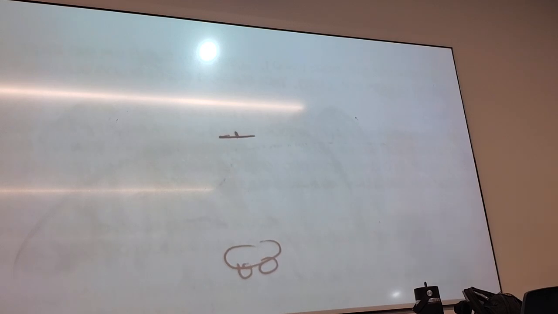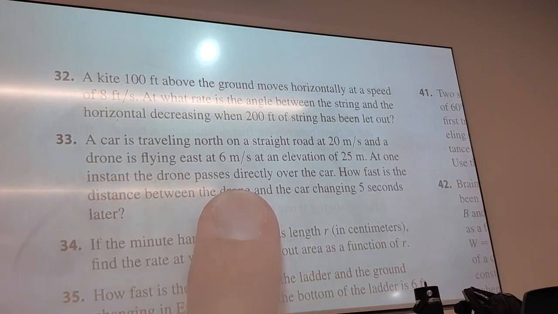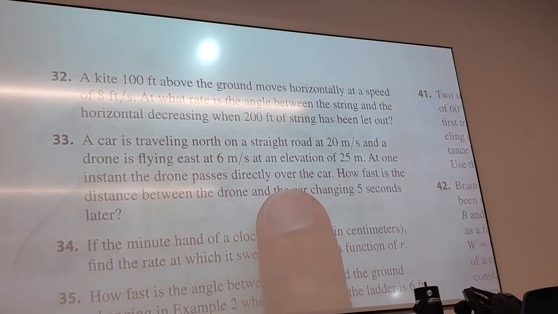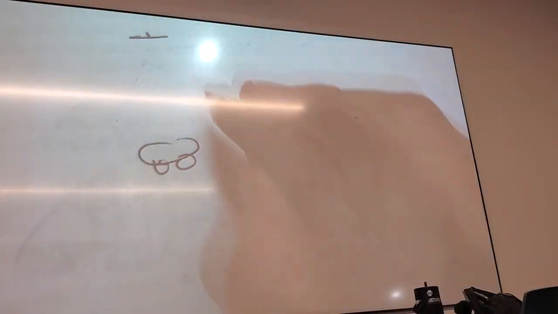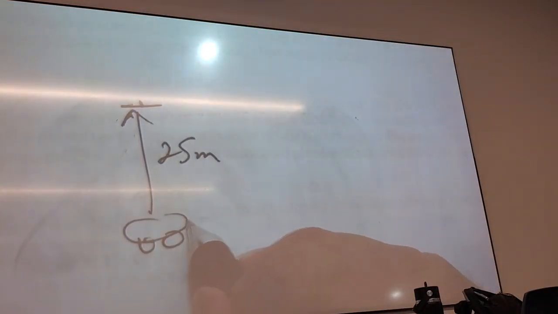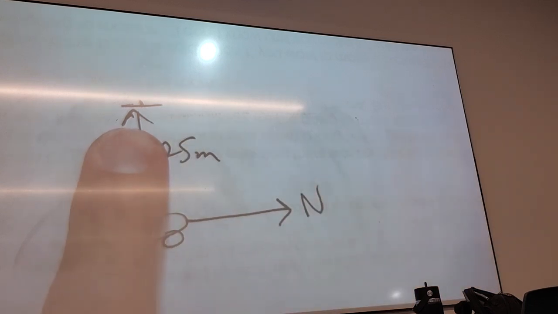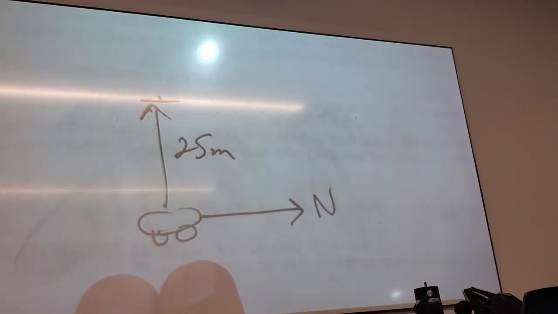Let me make sure I got this. So the car is traveling north, and the drone is flying east. At one instant, the drone passes directly over the car. So it's 25 meters up. Okay, 5 seconds later. So it's 25 meters up in the air. But if this guy's traveling north, and let's say this is north, where's the drone going? It's going east. So how is it moving? At this instant, that drone is directly over the car, yeah? The car is moving north. I'm calling this north. Where's the drone going? Going down?